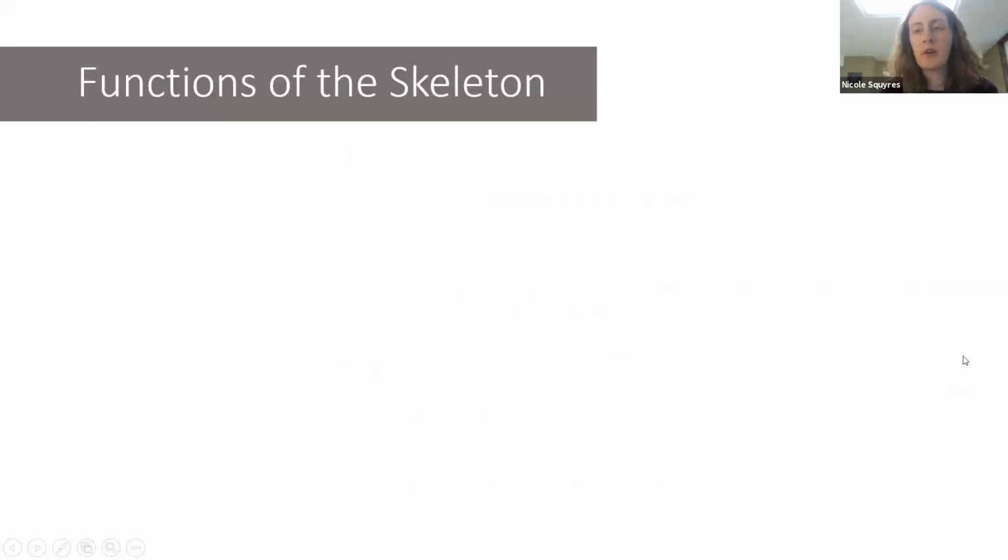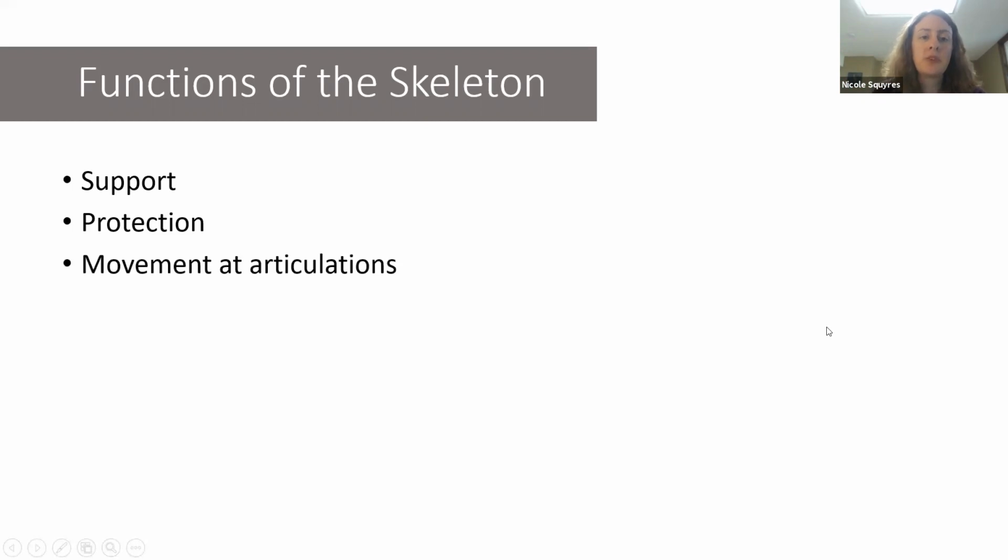So before we talk about the structure of bone, I do want to just quickly talk about the functions of the skeleton. So the most obvious of these is going to be support, right? Obviously, our skeleton is going to help to support our body weight, to keep us upright, and support all of the other components of our body. It also provides protection, right? So our skull is going to protect our brain. Our ribs are going to protect the organs in our thorax.